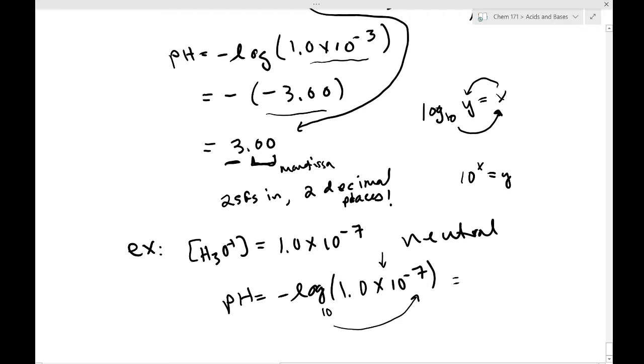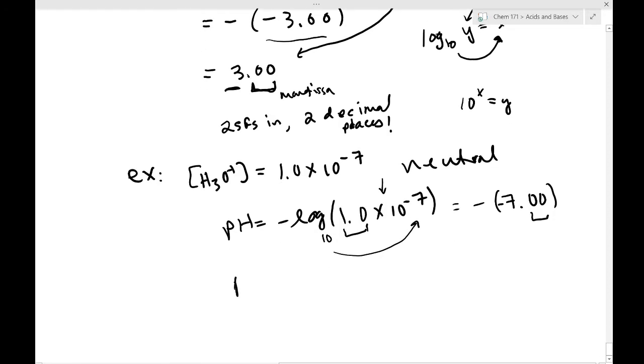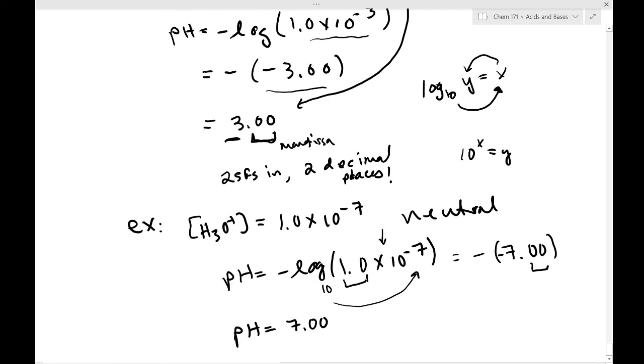So that means this is equal to negative negative 7.00, right? Remember, we have two sig figs here, which means we get two decimal places. And a negative becomes positive, so pH is equal to 7.00. So when we have a neutral solution, we have a pH equal to 7. When we have an acidic solution, it's less than 7. And when we have a basic solution, it will be greater than 7.